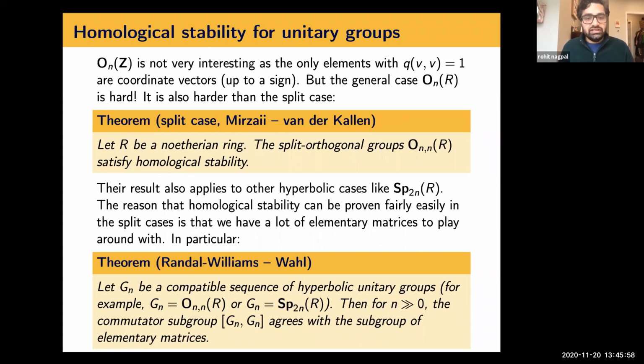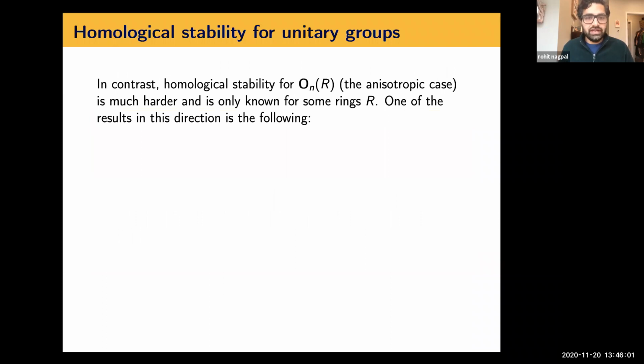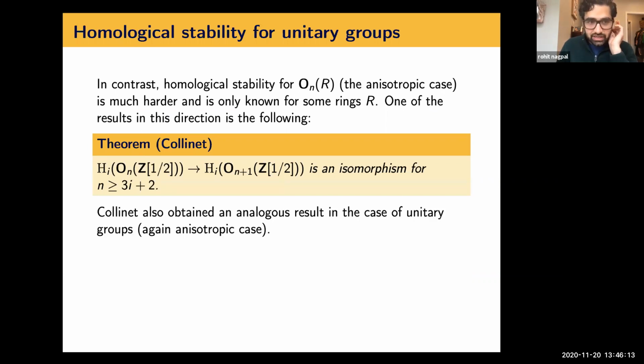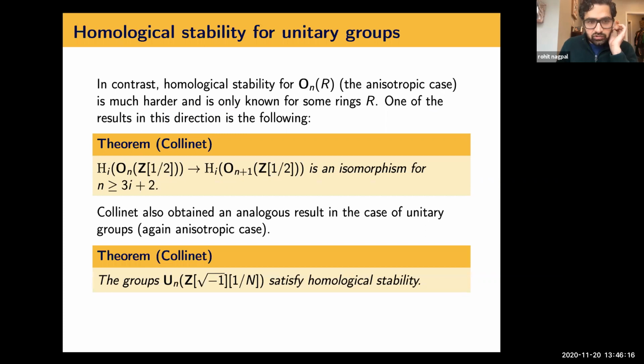Okay, but in general, this is very hard, the anisotropic case, when the signature is (n,0). And that's why this result that I mentioned earlier as well is a pretty interesting result, right? Colin also proved another result. You can work with either the orthogonal group or the unitary group, and they satisfy homological stability here. And you should also notice that I'm using these S-arithmetic rings instead of just Z, because over Z the first one is not even interesting.